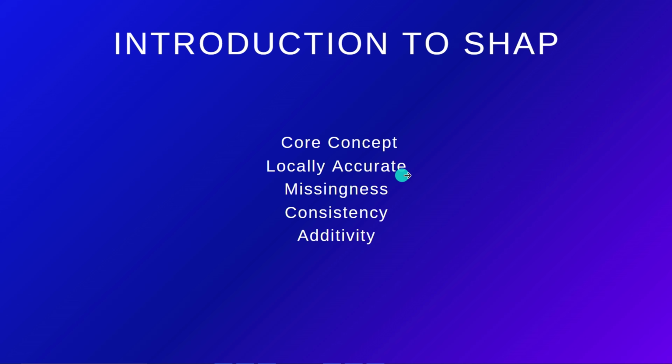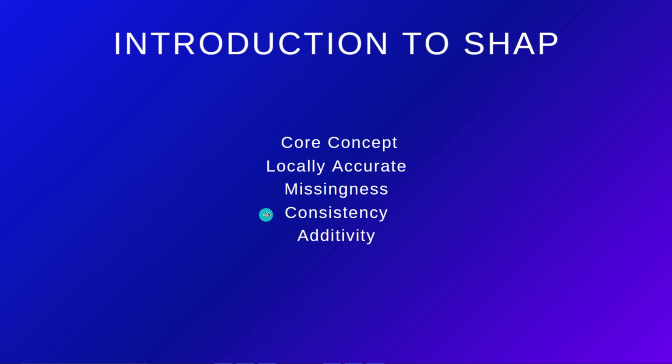But let's look at locally accurate. This means that the sum of all the feature contributions will exactly match the model's original prediction. It ensures that nothing is left unexplained, which is important for transparency. And here, missingness. Here, if a feature has no impact on the model's prediction, SHAP assigns it a contribution value of 0. And this is useful because it helps eliminate noise and focus only on the features that actually matter.